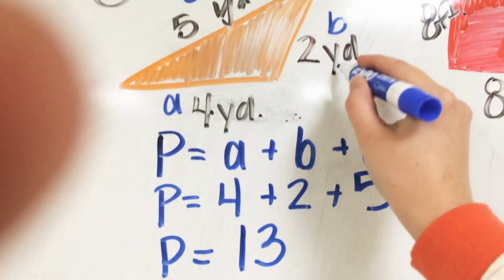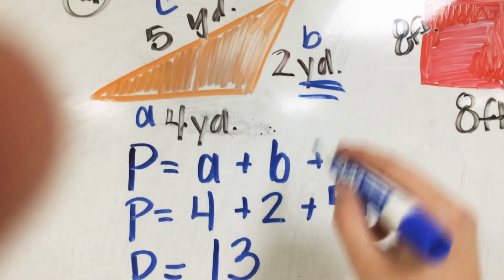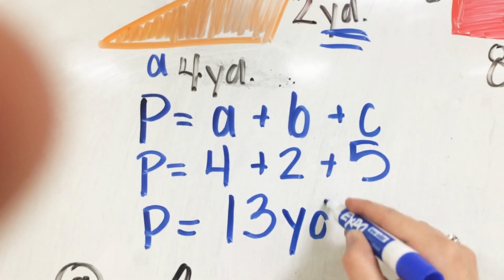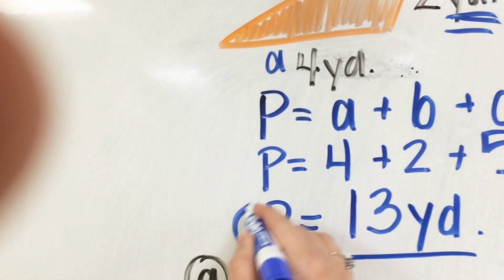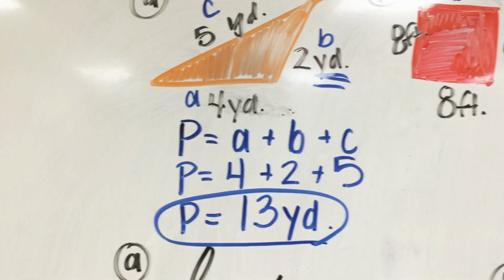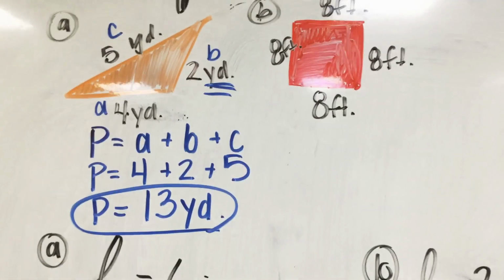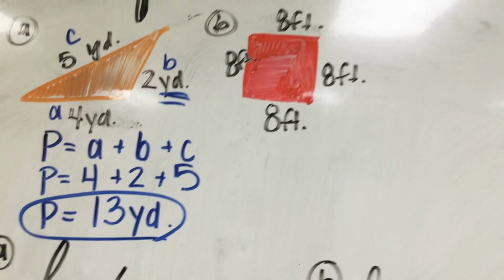Now don't forget to label. You need to label it. Right now these all have the same unit, which is yards, so that is important that you keep it. Perimeter equals 13 yards. And I do want you to circle that because this is where it gets important, that you circle your answer so I know what the answer is and all of your future teachers know what the answer is.